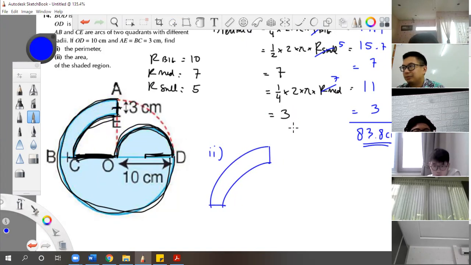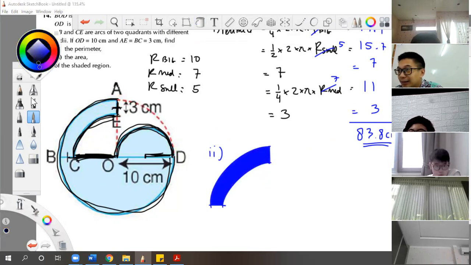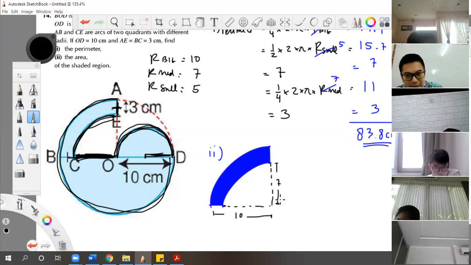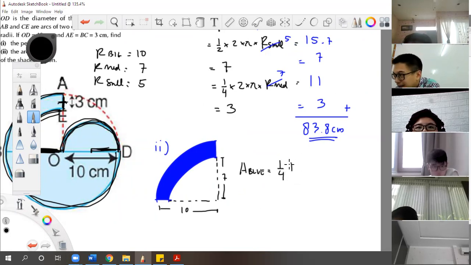How do you calculate this area? That's my question. What you do is extend the circle. Extend first. What is this? The radius is 10, right? This is 10. And what is this? 7. So to calculate this area, a part of it, because this is the hardest. The area of the blue equals, this is 1/4 of the whole circle, right? 1/4 of the big circle minus 1/4 of the small circle.